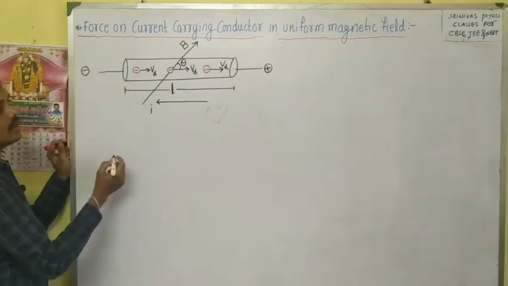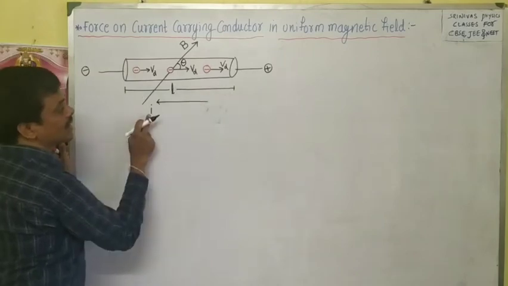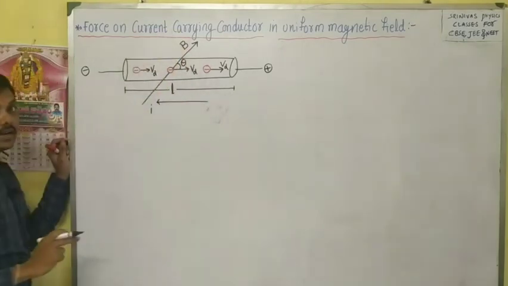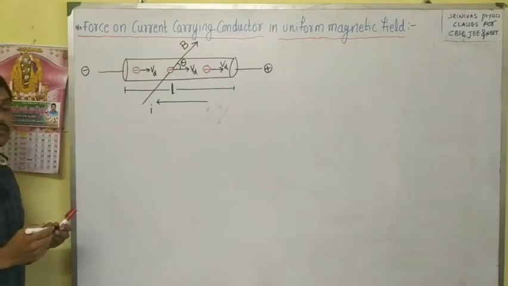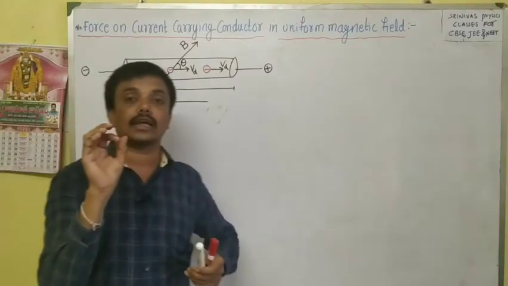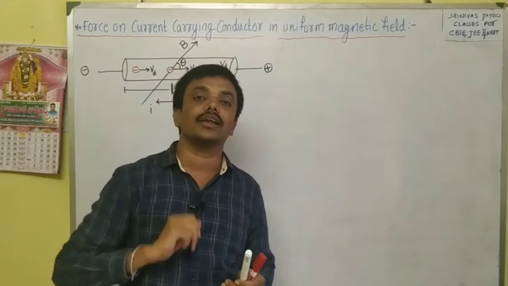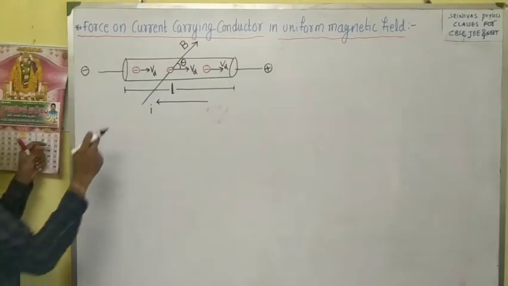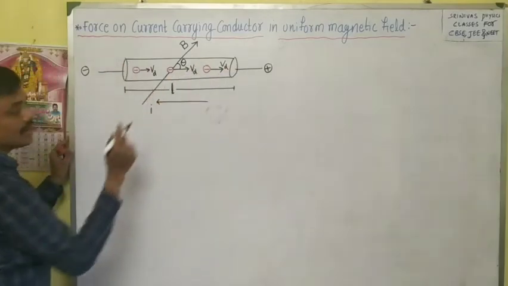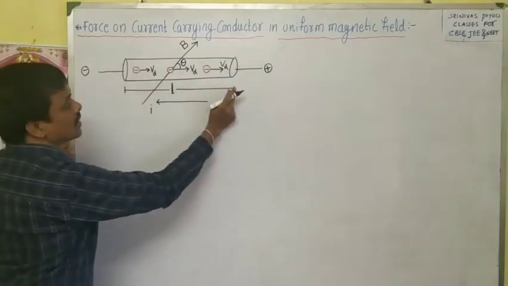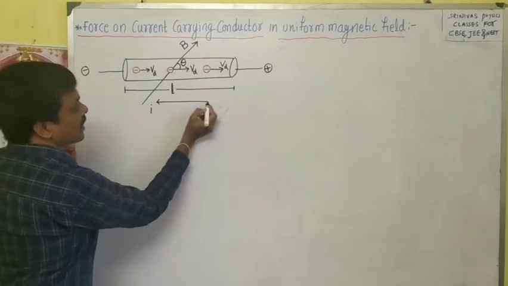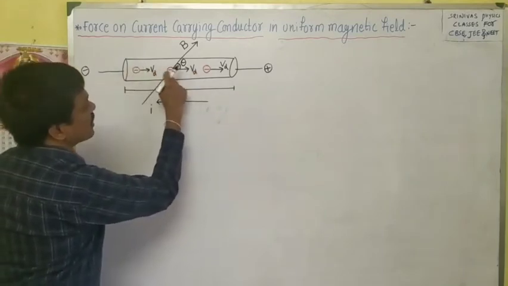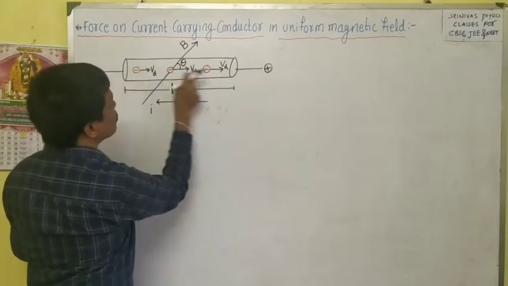Consider a conductor of length L. It carries current I, and it is placed in the magnetic field. We are going to derive the expression for the force on a current carrying wire or conductor in a uniform magnetic field. For that, this is a conductor, right? Here L is the length of the conductor, and current flows this side. Then electrons flow opposite to the direction of the current, so electrons flow this side.